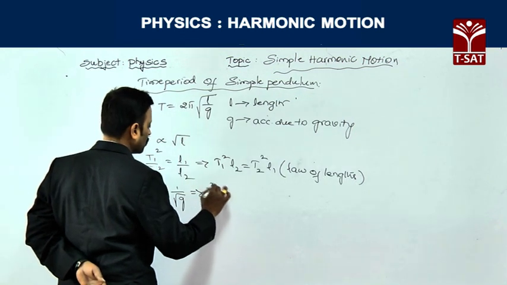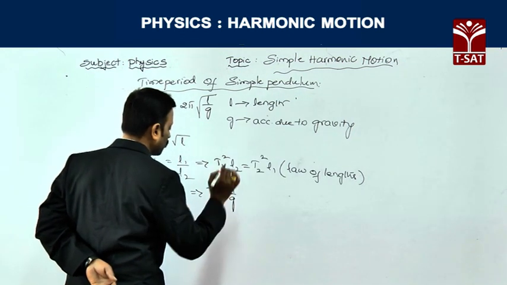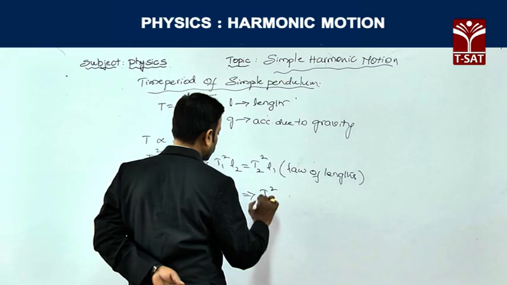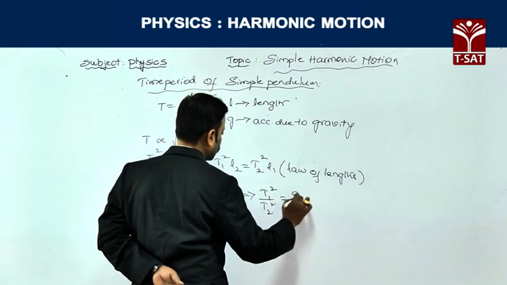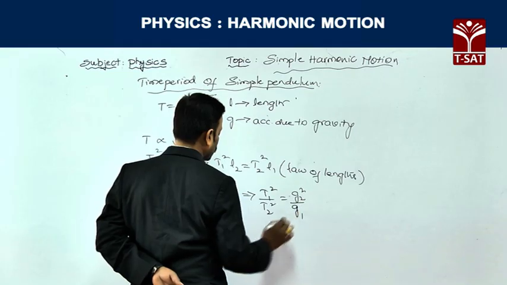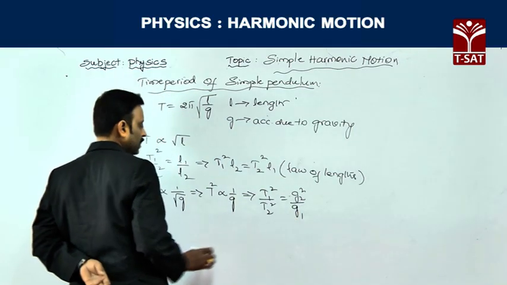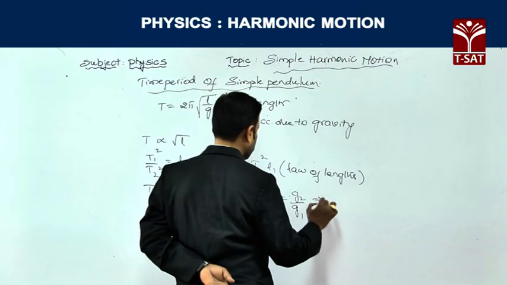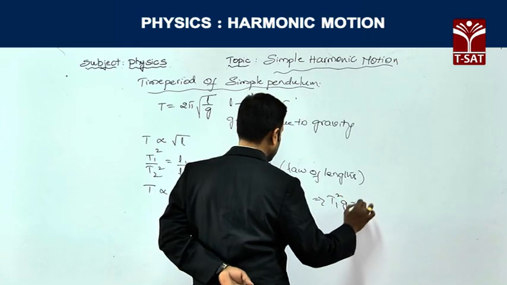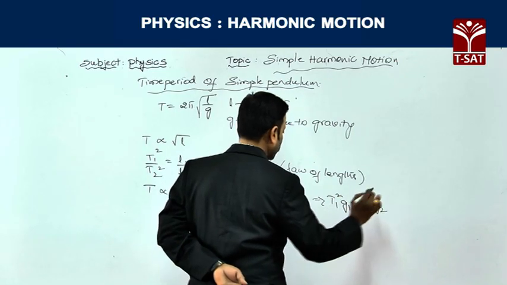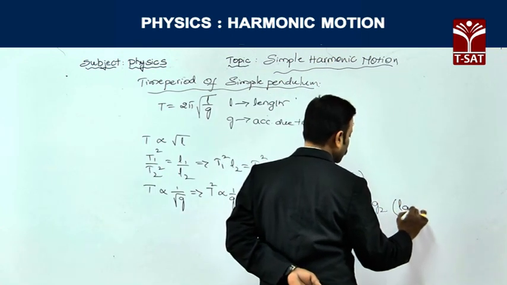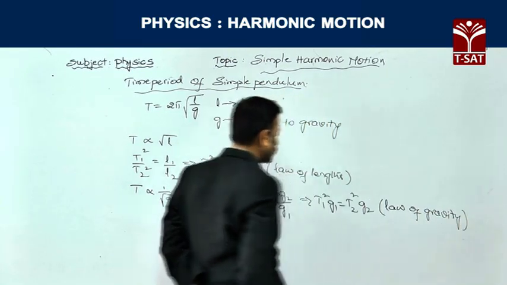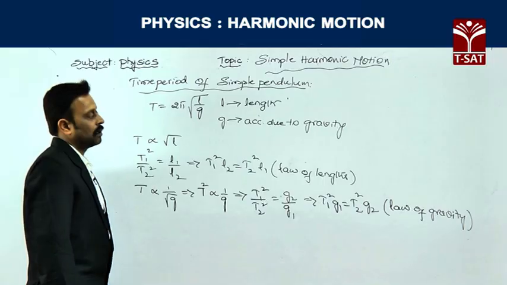Then how time period and gravity are related: time period is proportional to 1 by root g. From this, T square is proportional to 1 by g. From this, T1 square by T2 square is equal to g2 by g1. From this, T1 square g1 is equal to T2 square g2. This is the law of gravity. First one is the law of lengths, next is the law of gravity.